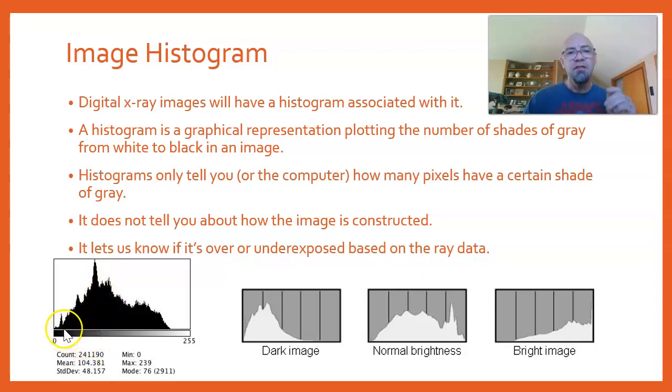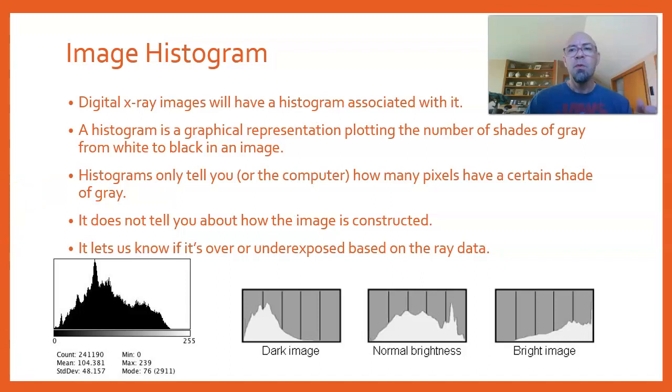So again, it's just stacking up. How many shades of gray was this? How many shades of gray was this? And my image has almost no shades of white inside of it. So that is what a histogram is. To put a definition on this, a histogram is a graphical representation plotting the number of shades of gray from black to white in an image.